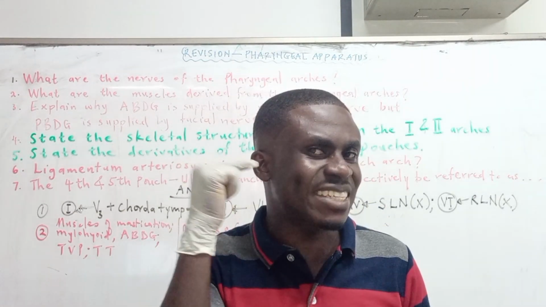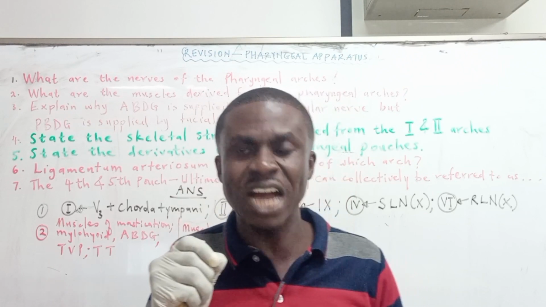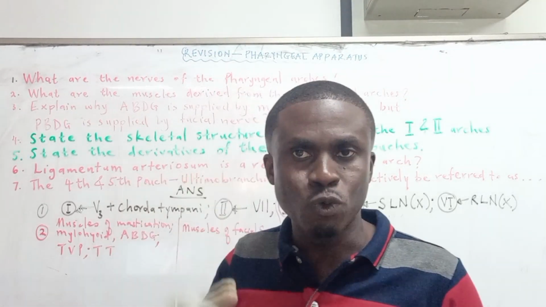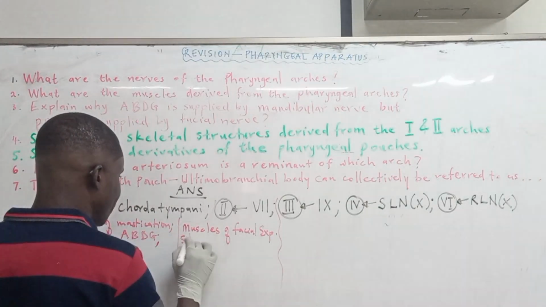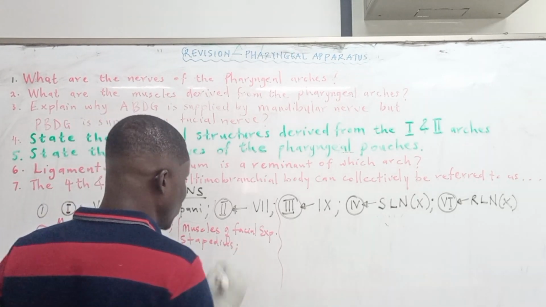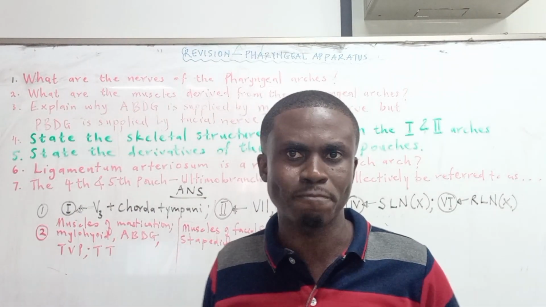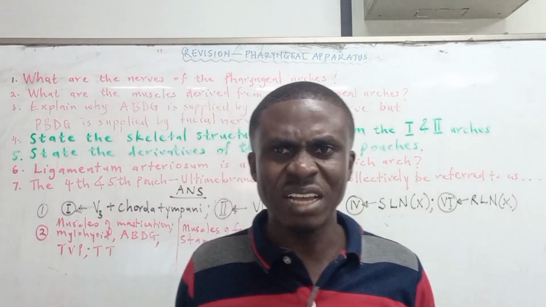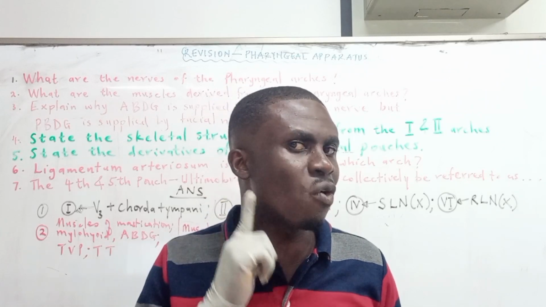Because if you go inside the middle ear, the smallest muscle we have in the human body, which we call stapedius, is part of this. So even the stapedius muscle is derived from the second pharyngeal arch. But is that all, my friends? No. Because there's one muscle over here.